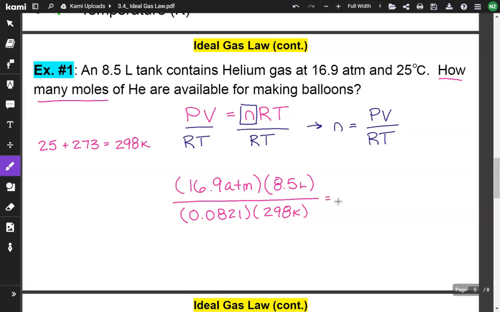Okay, when I put this in my calculator, I end up with 5.9 moles. Okay, be careful with your significant figures. I have 2 significant figures here. I have 3 significant figures here and 2 significant figures here. So I want to round my final answer to 2 significant figures.